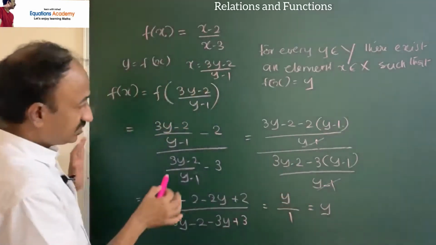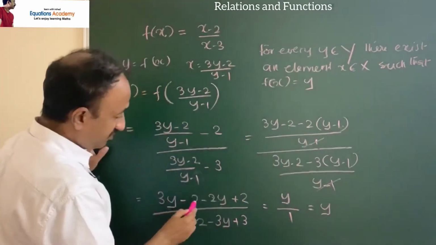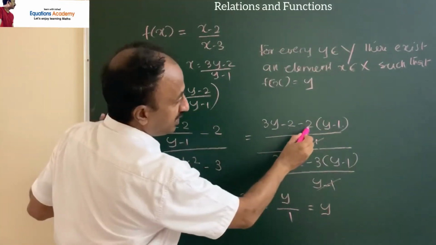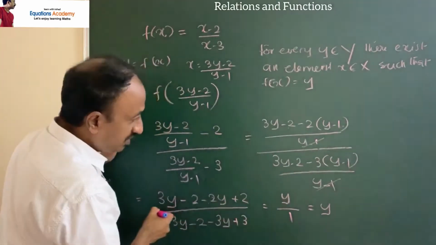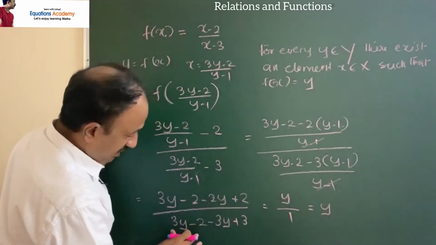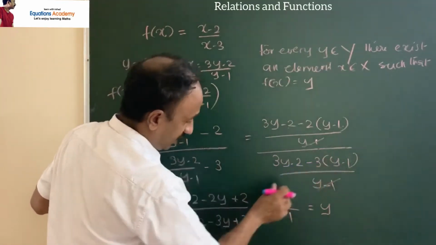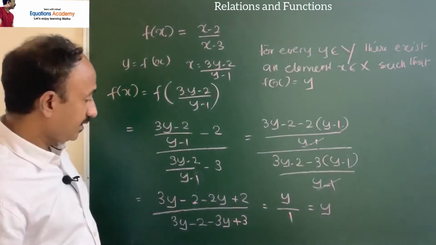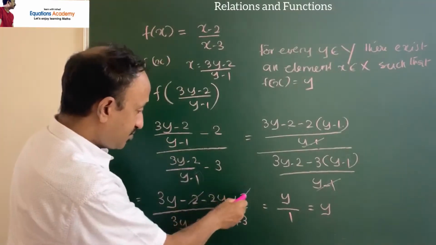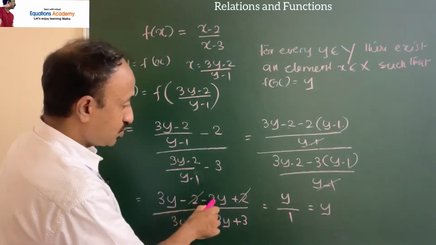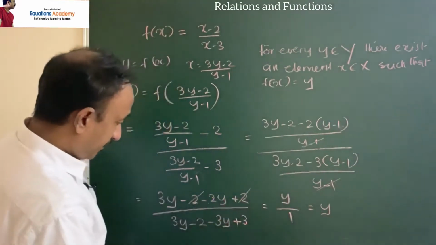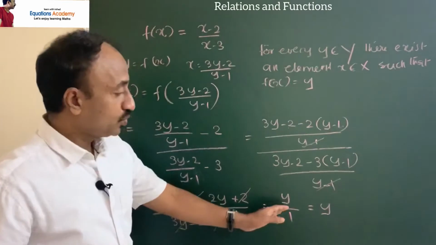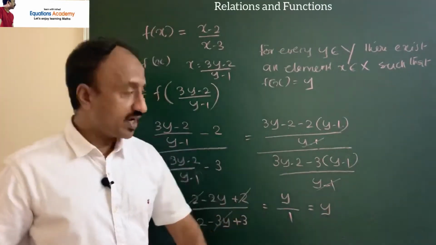So we got 3y minus 2, minus 2 into y, it is minus 2y, minus 2 into minus 1, which is plus 2, whole divided by 3y minus 2, minus 3 into y, minus 3y, minus 3 into minus 1, which is plus 3. Now minus 2 plus 2 gone, 3y minus 2y, which is y, divided by 3y minus 3y gone, minus 2 plus 3 equal to 1. So y divided by 1. So we got y, f of x equal to y.